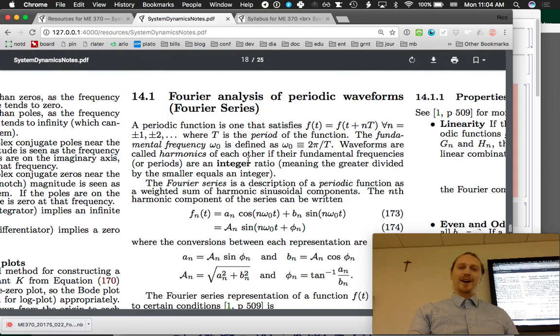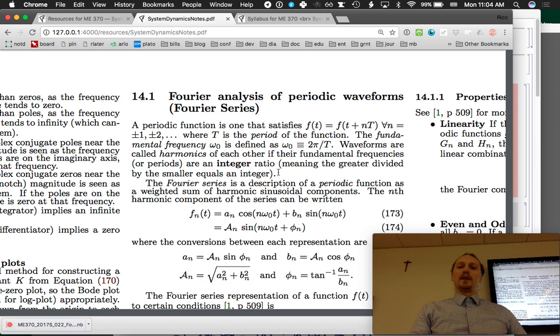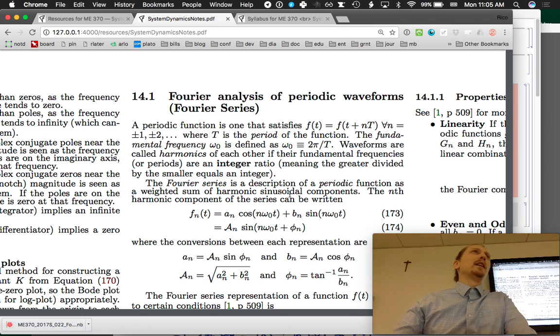Section 14 is on Fourier Analysis of Periodic Waveforms, or the Fourier series. I'm just going to introduce it by going through this column here, and then we're going to do an example. So we're just going to jump right in and start using it. It feels very mathy at first, but it's very practical, and there are lots of applications for this.